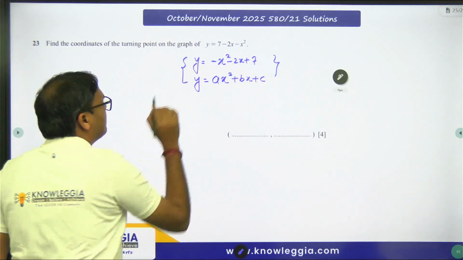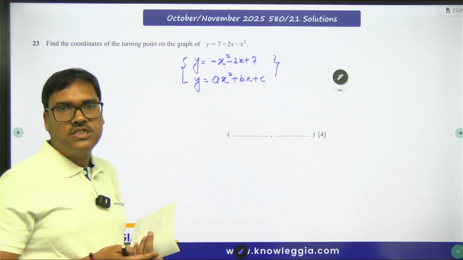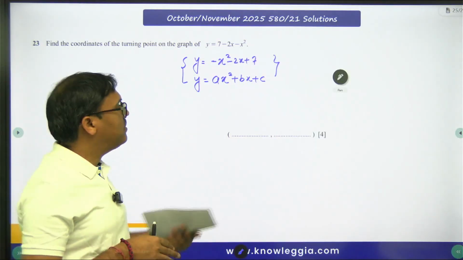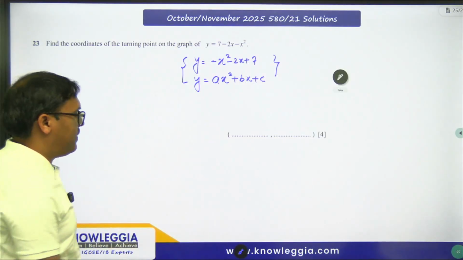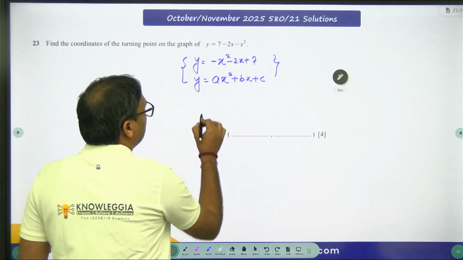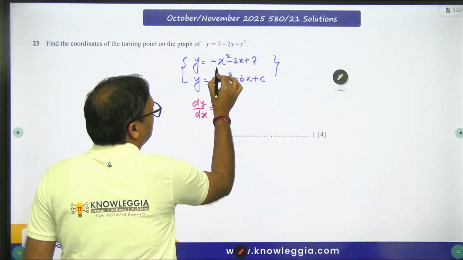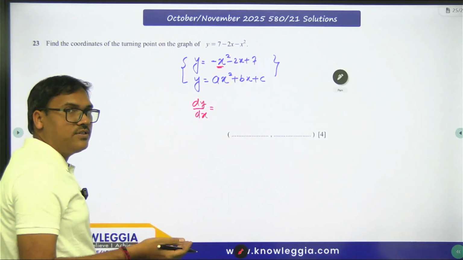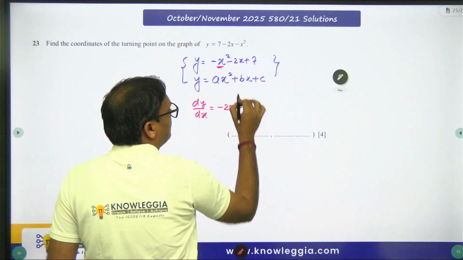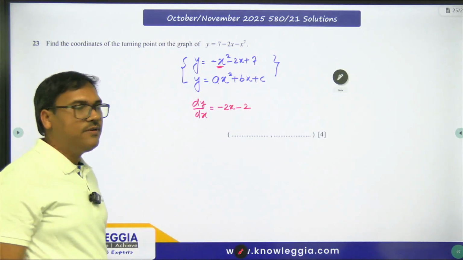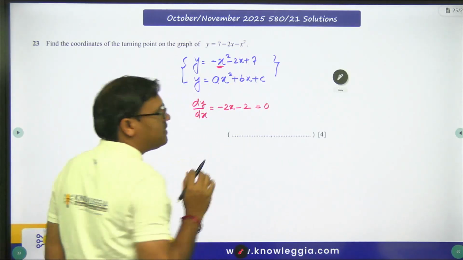Now the question is, you have to find the turning point. There are different ways to find the turning point. Either you can use the differentiation method, the completing the square method, or you should know the x coordinate of the turning point of a quadratic graph, which is minus b by 2a. If you want to use differentiation, dy by dx is equal to, using x raised to n becomes n x raised to n minus 1, minus 2x minus 2. The derivative of x is 1, and the derivative of 7 is 0. For the turning point, dy by dx should be 0.